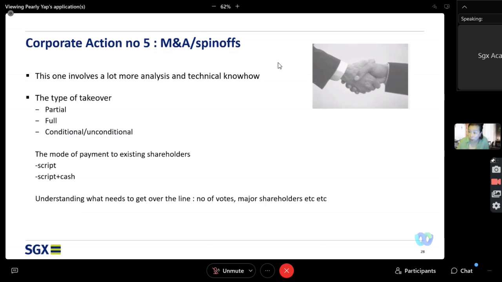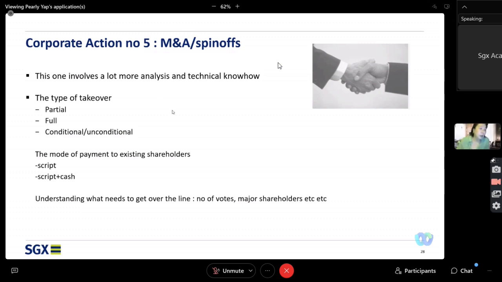So do read the broker reports, do read the circulars that come, do read the independent advisors' reports if you can. Sometimes there's this thing called unconditional and conditional. Unconditional means no questions asked, I will just do it. Conditional means they will give some condition, like, if we do due diligence and find nothing wrong, and so on and so forth. There are all these things. It could be a partial takeover or a full takeover. Full means takeover entirely, while partial could be that I buy only 50% of the company or something.